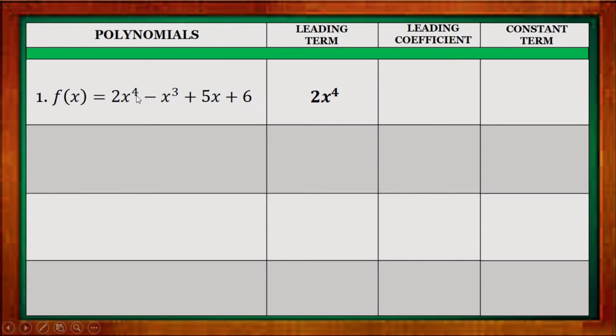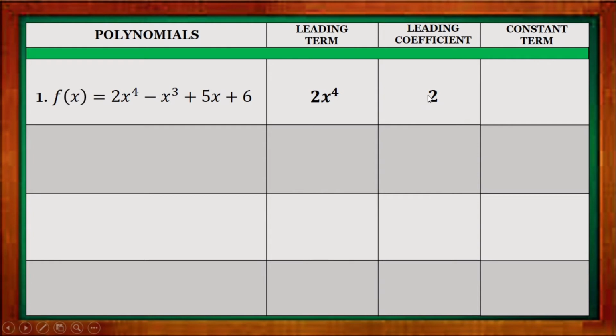So 4 is the highest exponent. That is why 2x raised to 4 is our leading term. So how about our leading coefficient? Again, just like what I have said earlier, our leading coefficient will always be based on our leading term. So if we already have our leading term, then we can easily identify its leading coefficient by getting the coefficient of this leading term. And the coefficient of our leading term is 2.